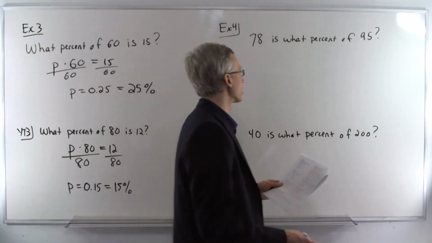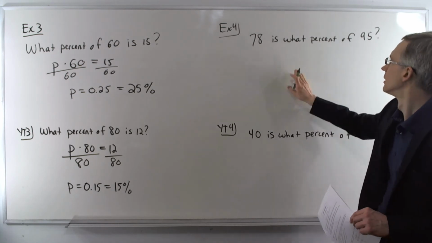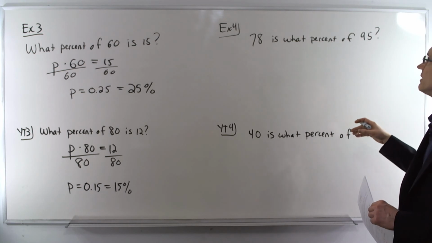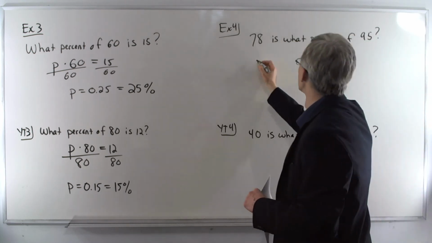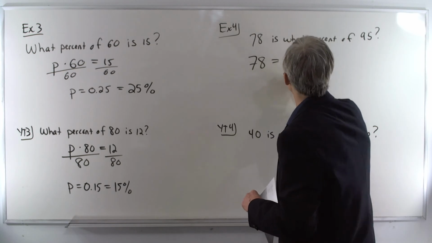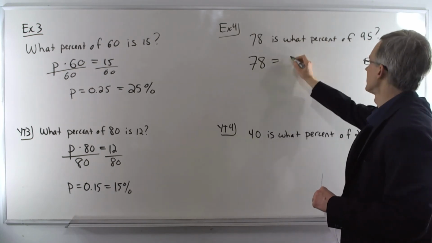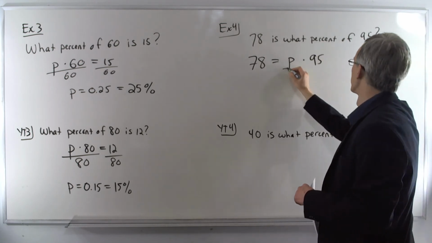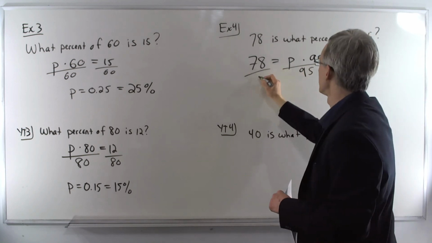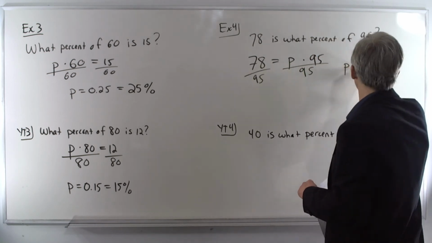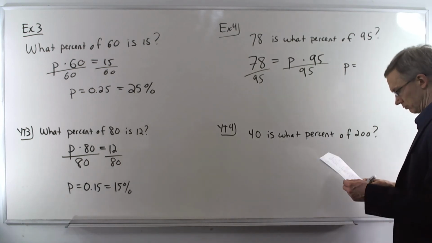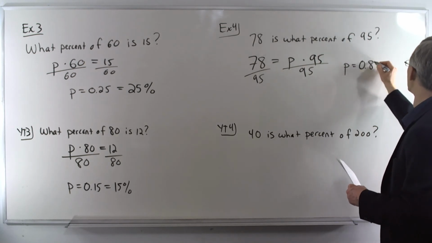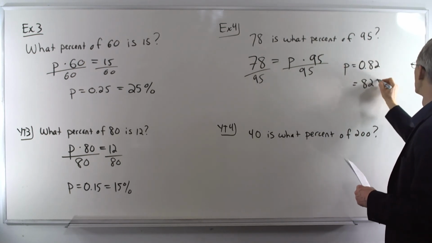Now, example 4, we're still looking for a percent here, but the sentence is in a little different format. 78 is what percent of 95? So you may see it phrased like this. 78 is the equal sign. What percent is P. Of is multiplication. And 95. Divide both sides by 95, and we get P equals 0.82, which is 82%.